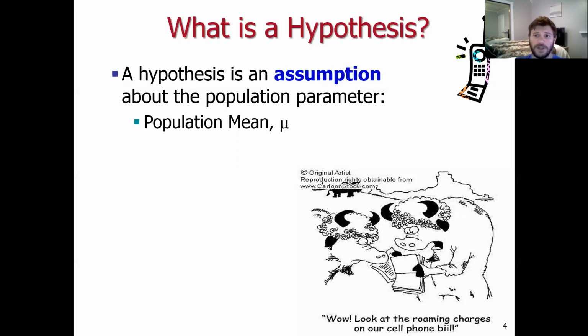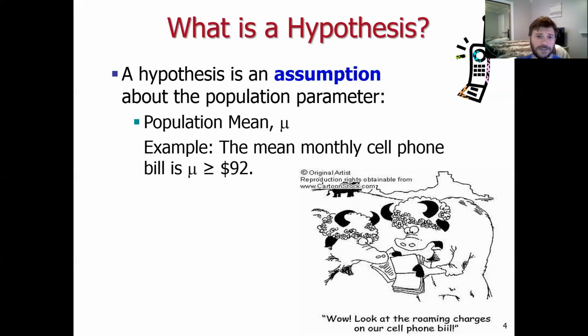So here's an example of a hypothesis. We're hypothesizing here that the mean monthly cell phone bill is at least $92. That's an example of a hypothesis. If we wanted to find evidence to show that this is an accurate assumption, we would be looking for sample means that are very high relative to that $92 threshold. However, the approach we're going to take is we're actually going to look for evidence that disproves this.